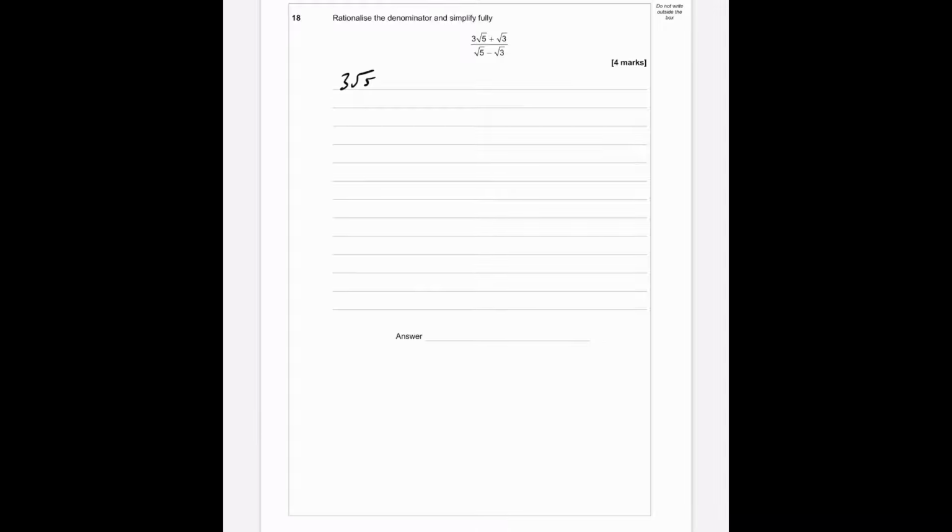Question 18, rationalising the denominator. So multiplying by root 5 plus root 3 over root 5 plus root 3, that's a conjugate pair. And at each step just being careful when carrying out the double brackets expansion.